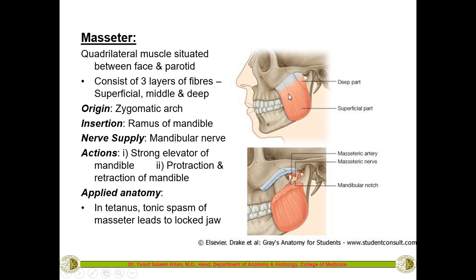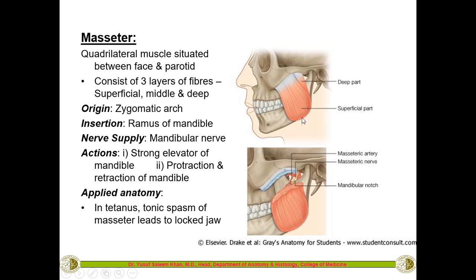So this is a very superficial muscle compared to the medial pterygoid and lateral pterygoid muscles. It is superficial to the mandible itself, the ramus of the mandible. Those were deep to the ramus of the mandible. The origin of this muscle is from the zygomatic arch. This is the zygomatic arch, so it takes origin from the zygomatic arch. It has a big origin, as well as even the insertion is big.